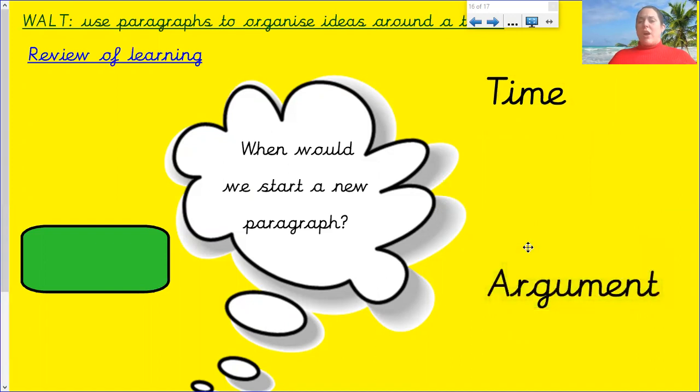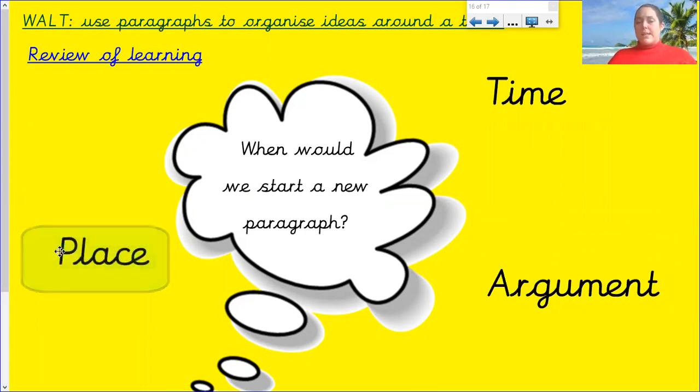When you change argument or topic, you will start a new paragraph. So you might talk about how you went bowling. You then might talk about how you had a picnic in the park. That's a different topic. So you're going to start a new paragraph for your picnic in the park. What's under this last one? Time, argument, and place. Okay, go away and complete your work, and then I will show you the answers to your Go Deep task.